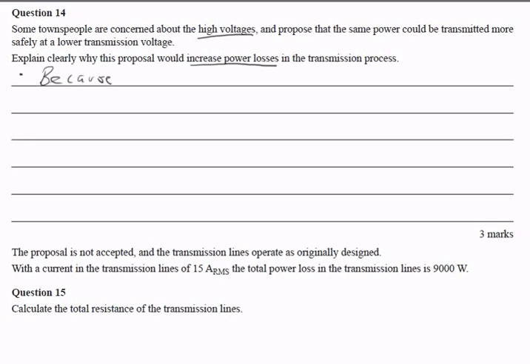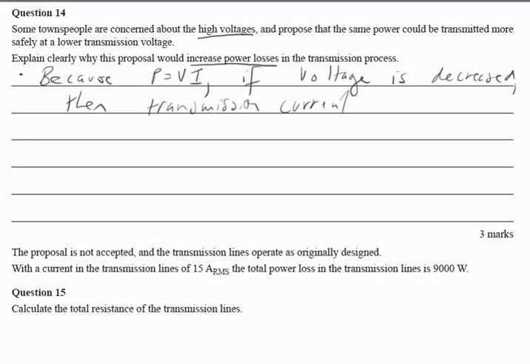I'll start this one because power equals VI. If voltage is decreased, then if that goes down, for this to be the same, I must go up. Then the transmission current must be increased.